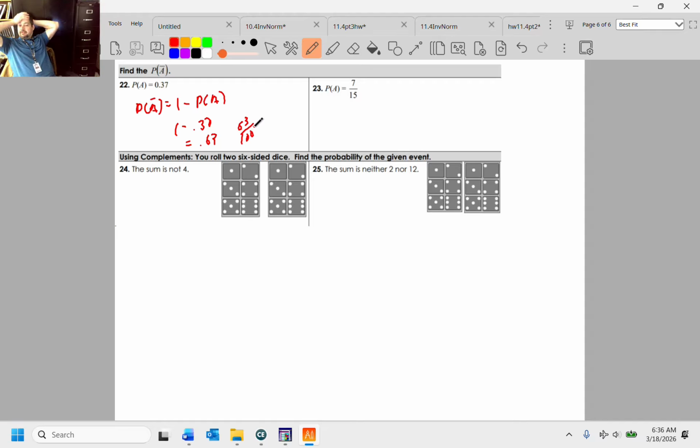All right, the last one I feel like doing would be number 25. The sum is neither 2 nor 12. I'm going to pause real quick and type some stuff out. BRB.